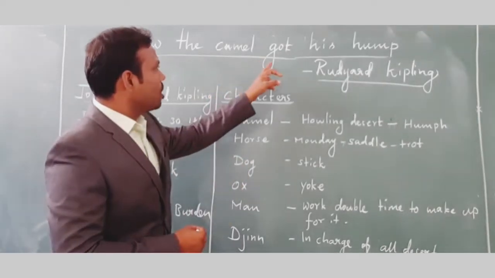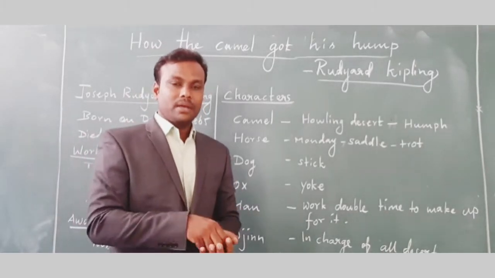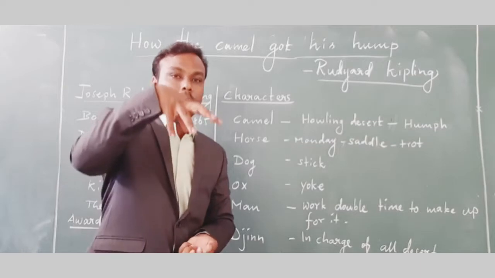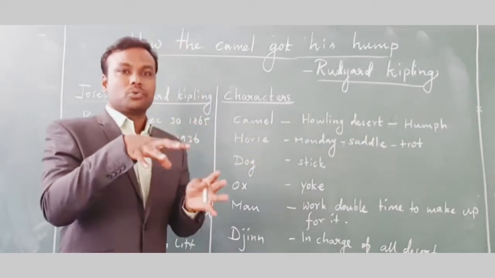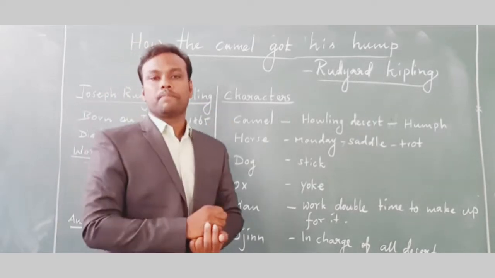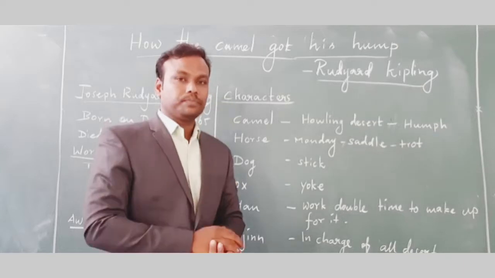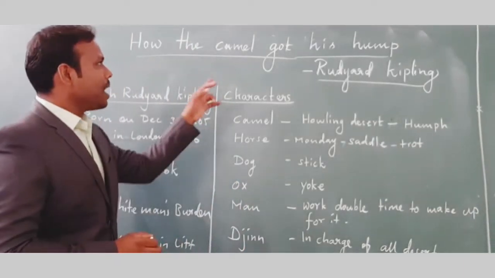How the Camel Got Its Hump. Hump, do you know what is hump? It's a muscle formed on the ox, on the surface of the body. That is the mass of flesh stored on the surface of the body, on the ox, the camel, mainly the camel. So that is hump. Okay. How the Camel Got Its Hump.